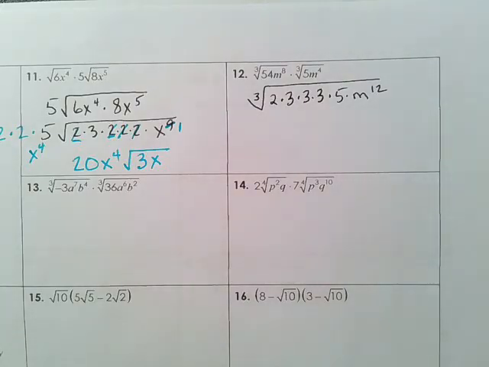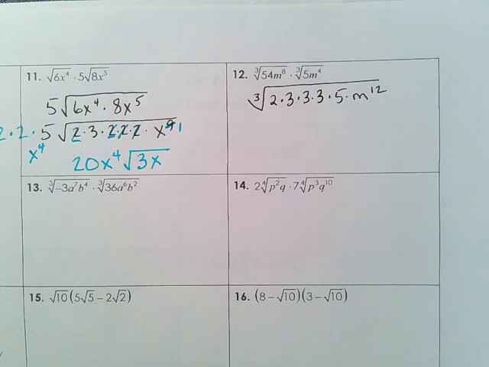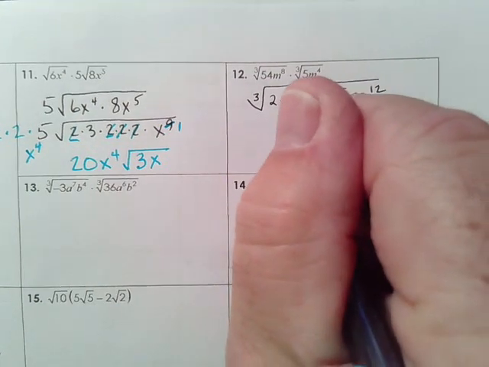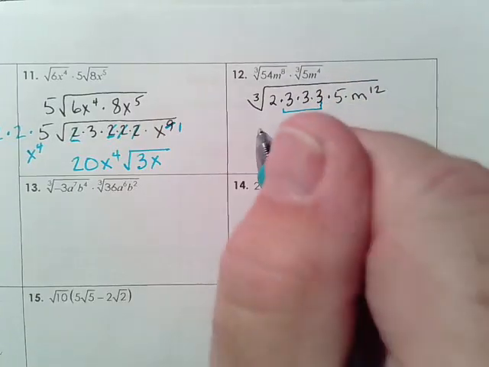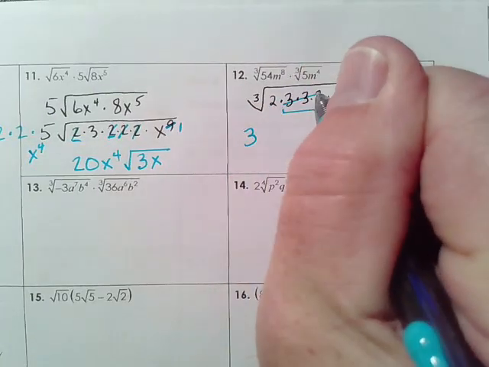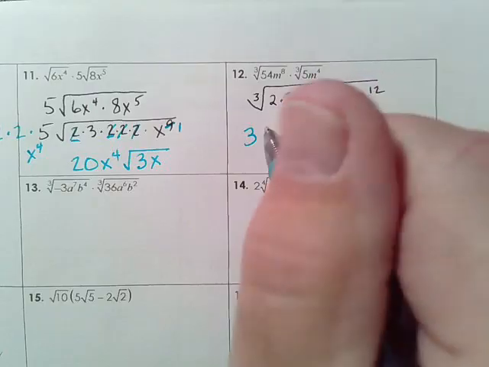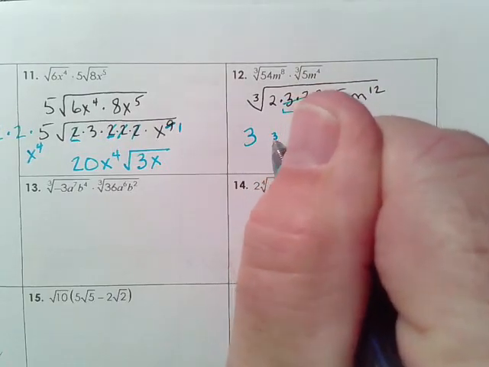Stop the video and go triple hunting. Let's see what you get. All right, I went triple hunting. I brought out a 3. That left me with a 10 under the cube root.